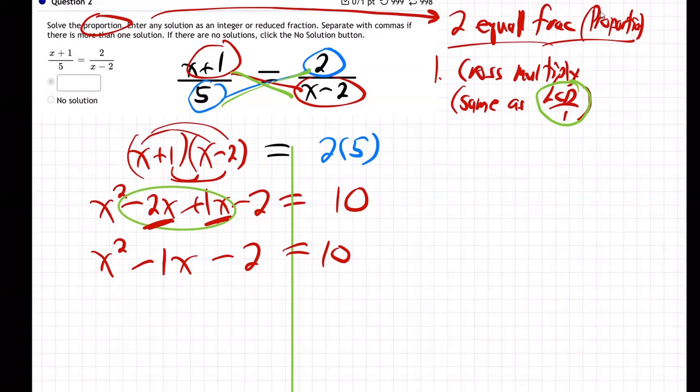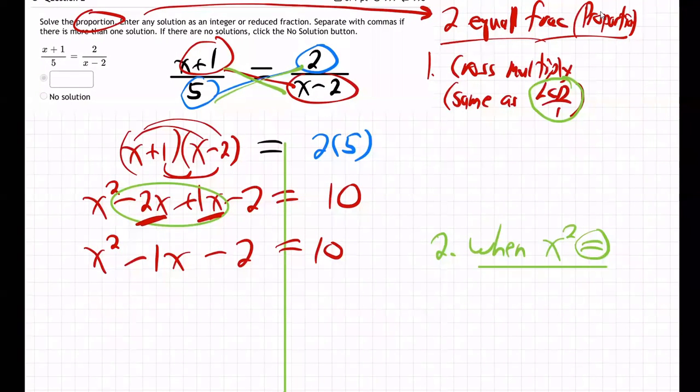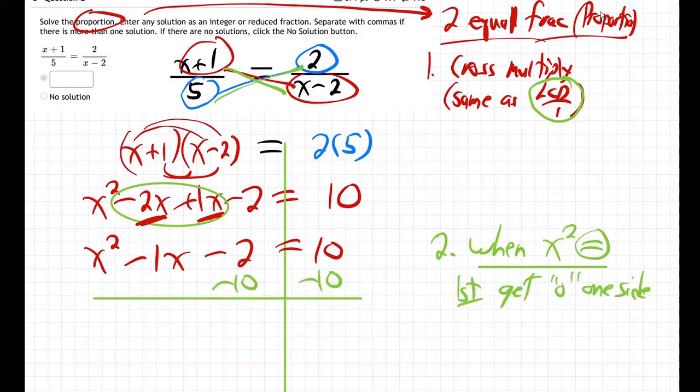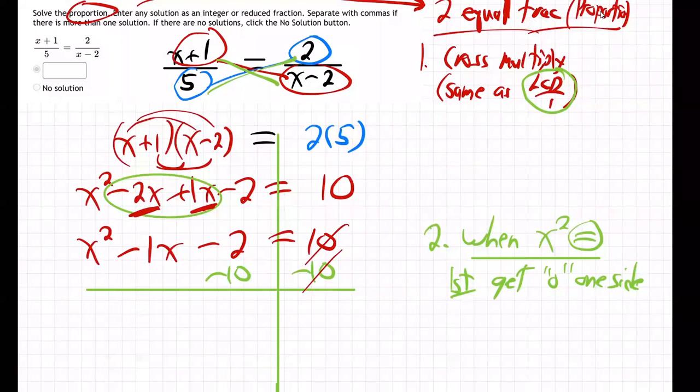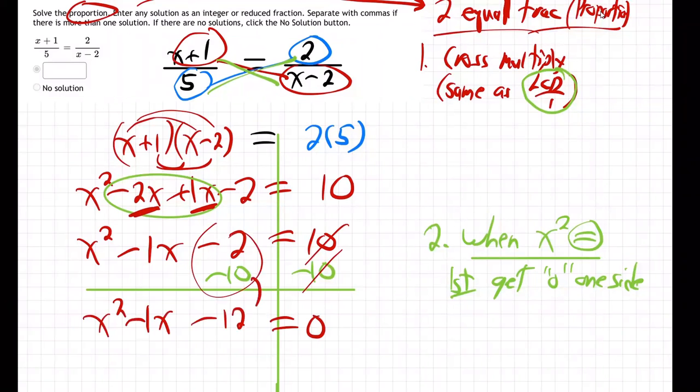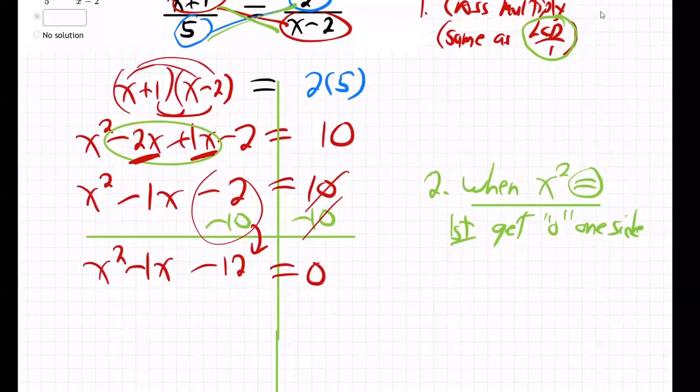Let me remind you. When we have x squared with an equal sign, which we now have all of a sudden, what do you do with that? First, get 0 on one side. So I'm going to go minus 10, minus 10. Why am I doing that? Because I want to make this 0. So bring it down. Minus 2 minus 10 is minus 12. Okay, so first step, get a 0 on one side.